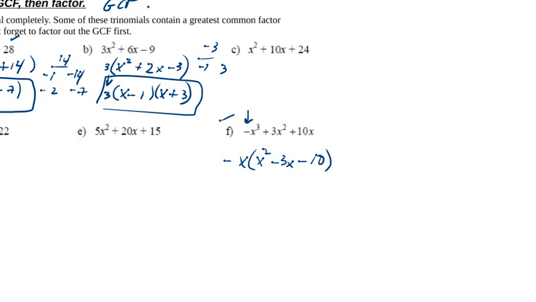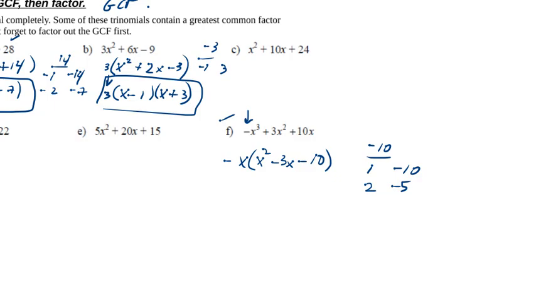Okay, so now we're going to look for factors of negative 10 that add to be negative 3. You know the signs are different because the product is negative 10, and you know the bigger one's negative because the sum is negative 3. If I said 1 and negative 10, that doesn't work, you get negative 9. If I say 2 and negative 5, that works. It gives you negative 10 when you multiply, negative 3 when you add.